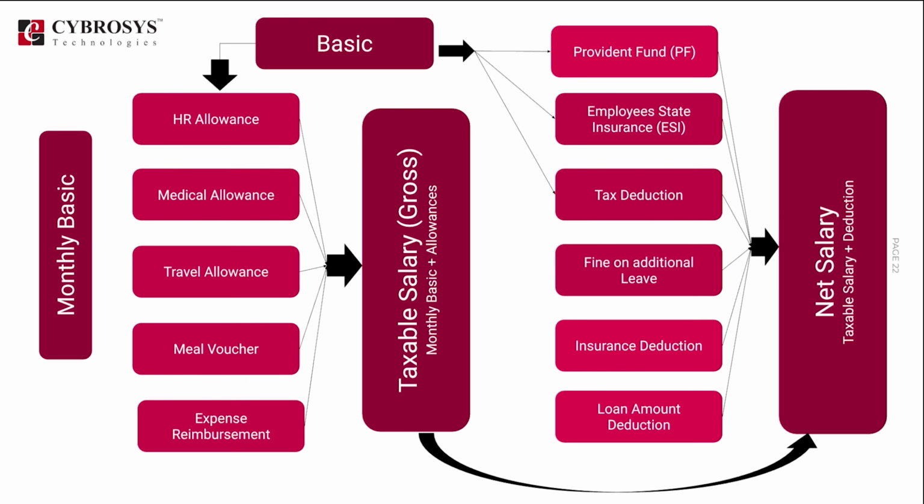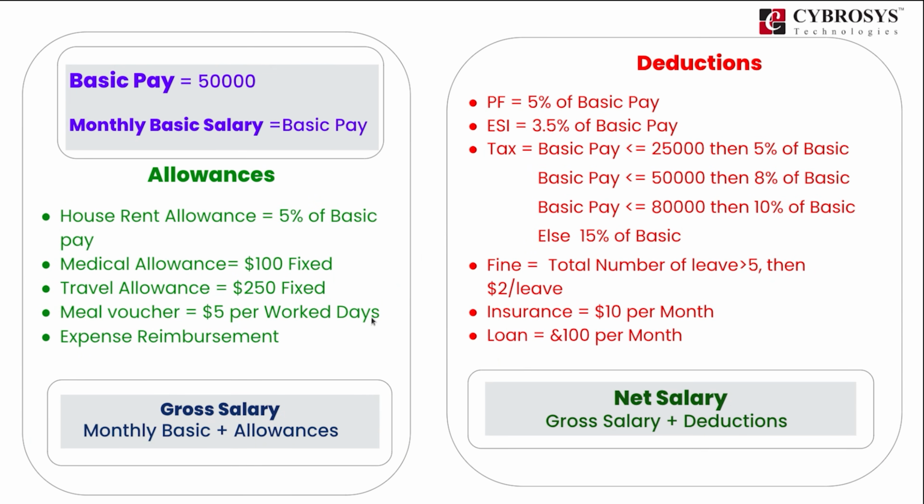So let's check some rules. Here the basic pay is given as 50,000 and the monthly basic salary is same as the basic pay. The allowances, HR allowance or the house rent allowance is calculated based on 5% of basic pay. Medical allowance is a fixed amount, which means $100. Travel allowance, which is also a fixed amount, $250. Meal voucher is based on the working days, $5 per working day, and there is some expense reimbursement.